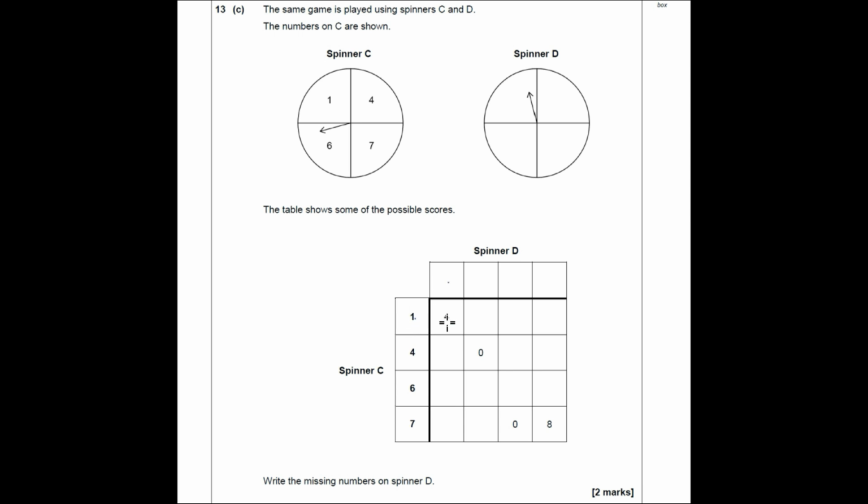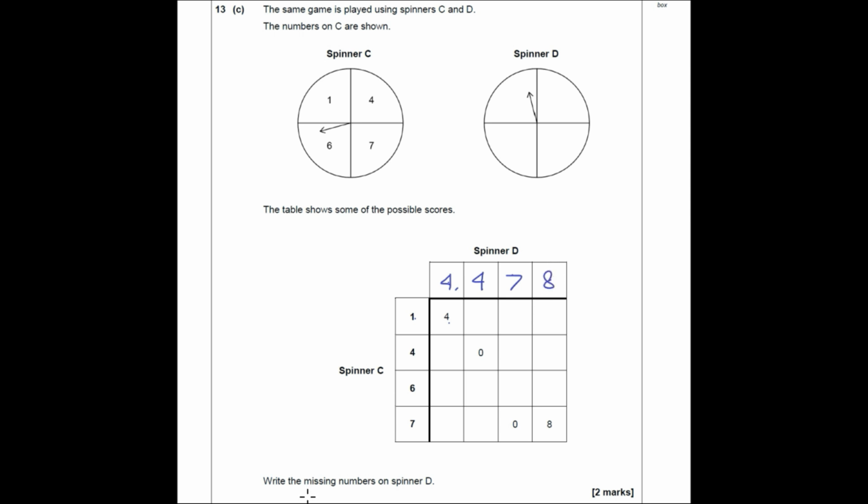1 and something becomes 4, so it must be 4. From the first rule we know if they're different, then we get the higher number. Now it's 0. 4 makes 0 if it is 4. That's from the second rule: if they're the same, then the score is 0. And now it's another 0. That means it's 7, and this should be 7. And it's 8. This is 7, so it must be the higher number. It should be 8 here.